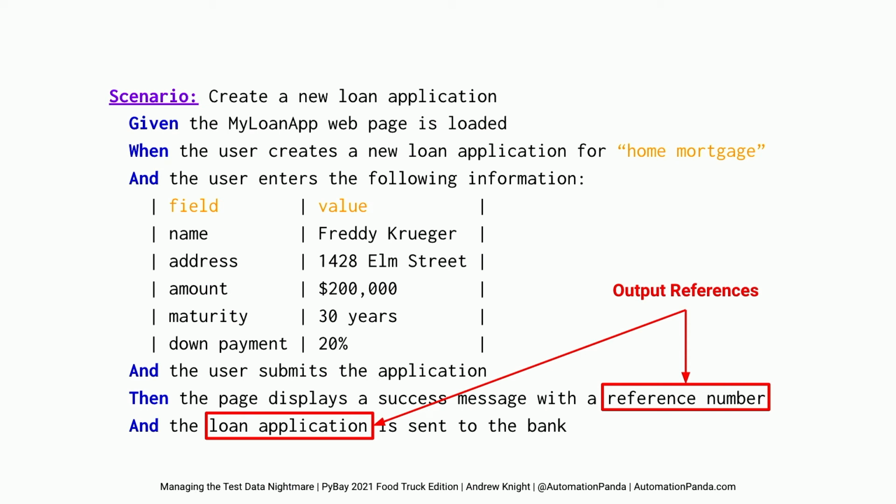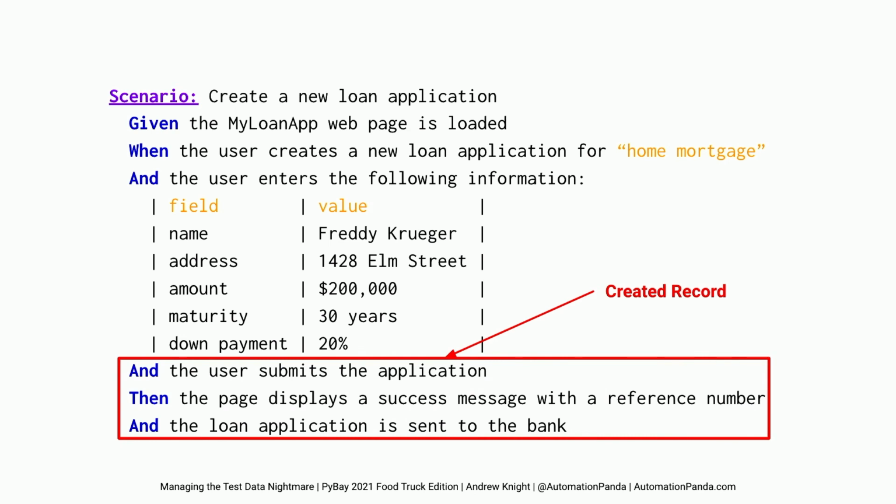These values cannot be literals because they originate from the product. Tests must refer to them by a reference and retrieve their values. As a side note, this whole section here is where the test dynamically created that loan application. So this is an example of dynamic data creation from what we covered earlier.